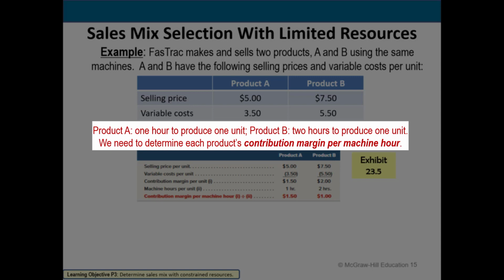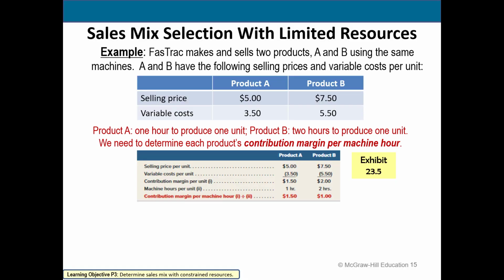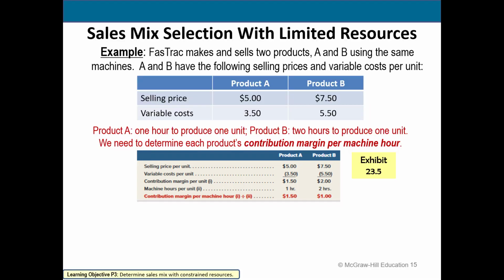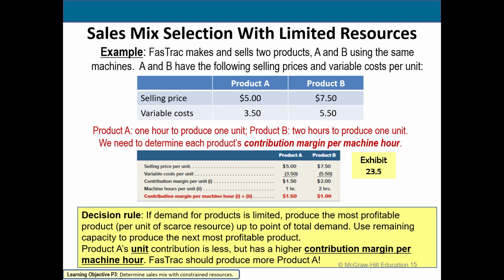With limited resources, Fast Track needs to focus on producing the product that yields the highest contribution margin per machine hour. Even though product B has a higher contribution margin per unit, product A has a higher contribution margin per machine hour. So in this case, Fast Track should produce as much of product A as it can up to the market demand. You can see the decision rule in the bottom.